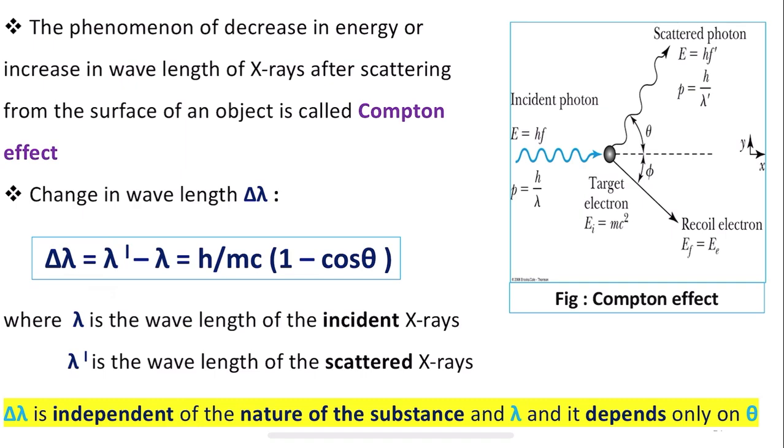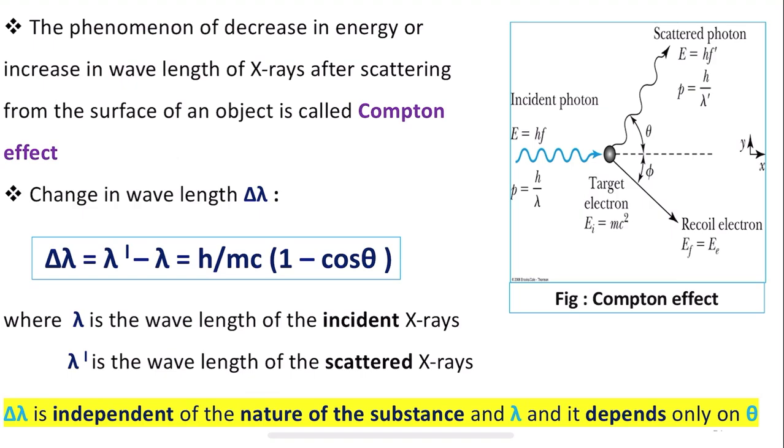This is given in mathematical form as delta lambda equals lambda dash minus lambda, which equals h divided by mc into 1 minus cos theta. Here delta lambda is the change in wavelength, or difference in wavelength. Lambda is the wavelength of the incident X-rays and lambda dash is the wavelength of the scattered X-rays. Delta lambda is the increase in wavelength and it is called the Compton shift.